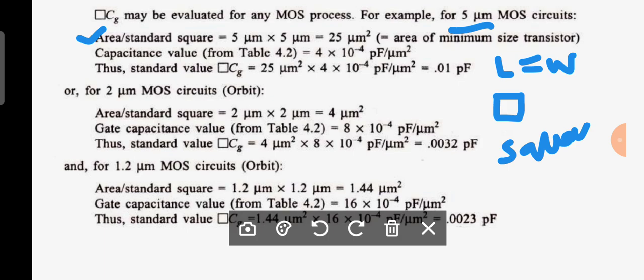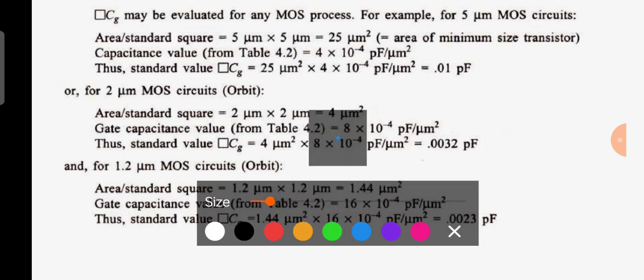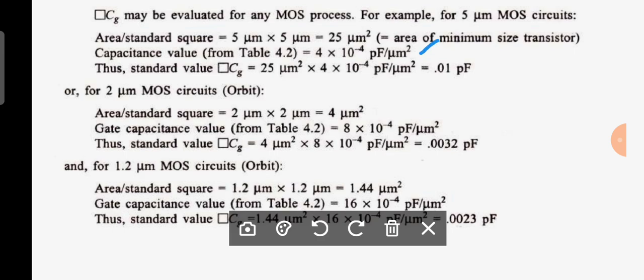Now you can observe how to find out area per standard square. Length into width, that means length and width both are same. 5 micrometer into 5 micrometer will produce 25 micrometer square. Then after that you have to find out the capacitance value from the table of typical values of capacitance. What is the value of capacitance for 5 micrometer technology? That is 4 into 10 to the power of minus 4 picofarad per micrometer square.